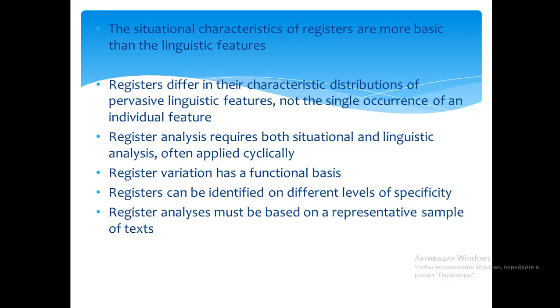Firstly, the situational characteristics of registers are more basic than the linguistic features. Registers differ in both their situational and linguistic characteristics. However, the situational characteristics are more basic. All speakers use language in different contexts, under different circumstances for different purposes. Those patterns of behavior cannot be derived from any linguistic phenomena. In contrast, the linguistic differences among registers can be derived from situational differences because linguistic features are functional.